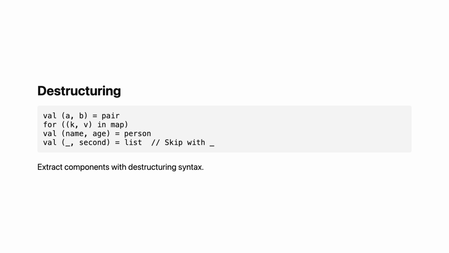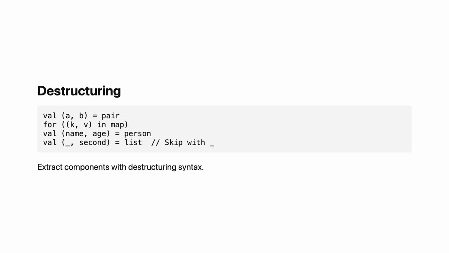Destructuring extracts components. For pairs, val (key, value) = pair. For lists, val (first, second, third) = listOf(1, 2, 3). In loops, for ((key, value) in map), use both. Data classes support destructuring. val (name, age) = person. Destructuring makes code cleaner when working with structured data.